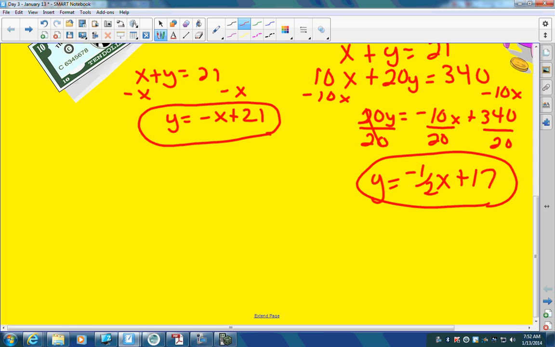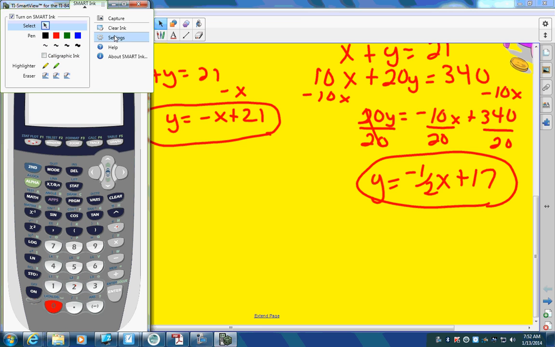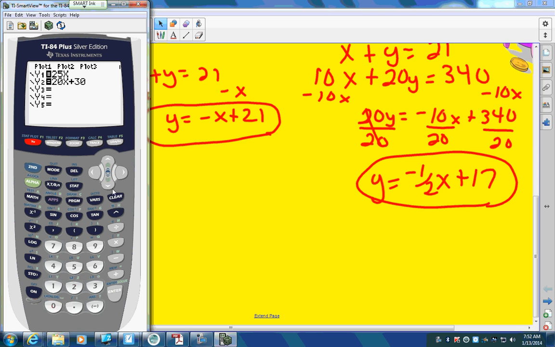Now, take your two equations. Let's see if it'll work this time when I go in here. Clear ink. Try that. Oh, there we go. Y equals, let's put in negative x plus 21. And then you get negative 1/2 x plus 17. Go to the second graph. I know it's got to be in here because look at these answers.